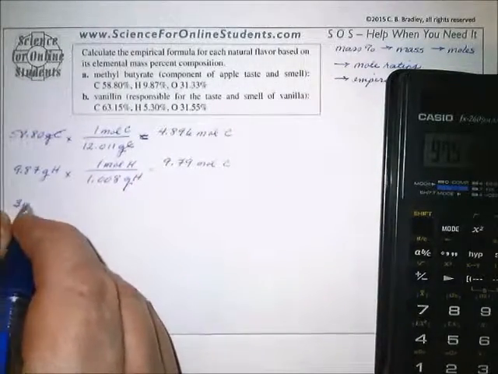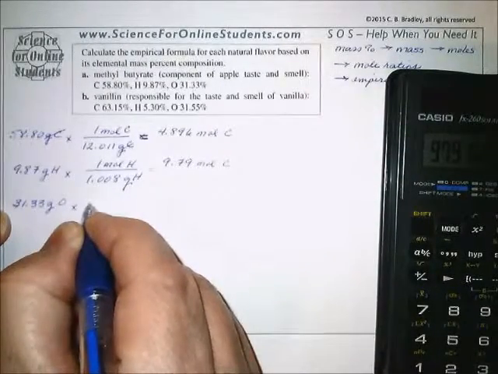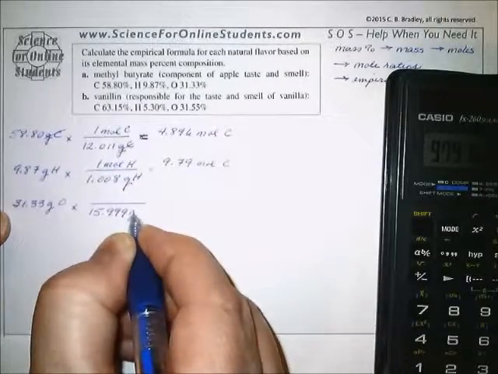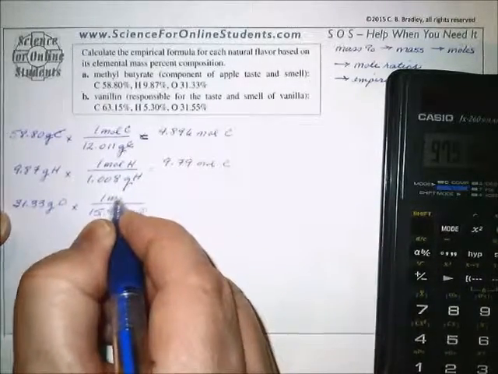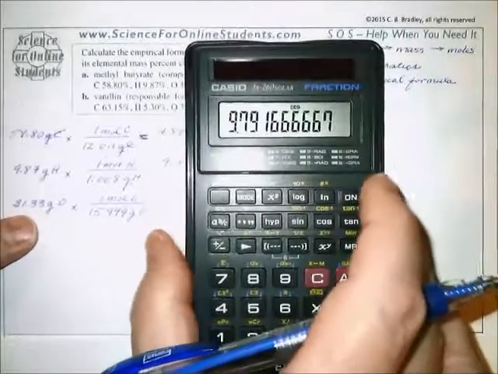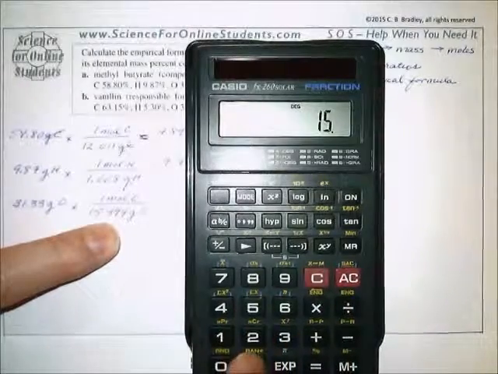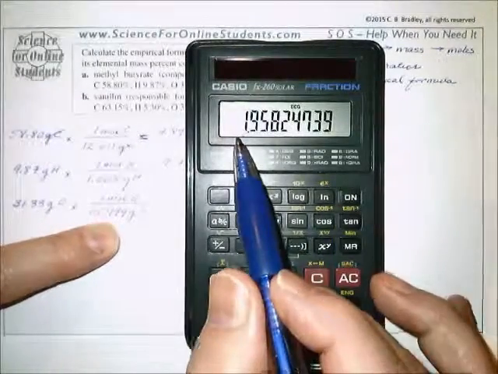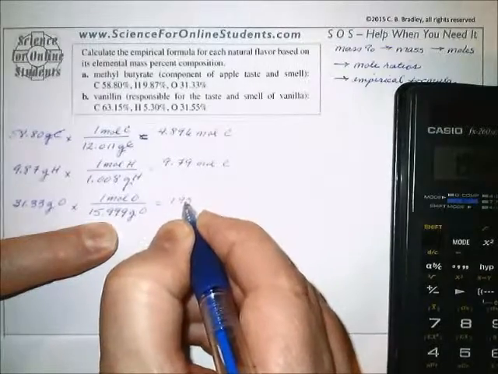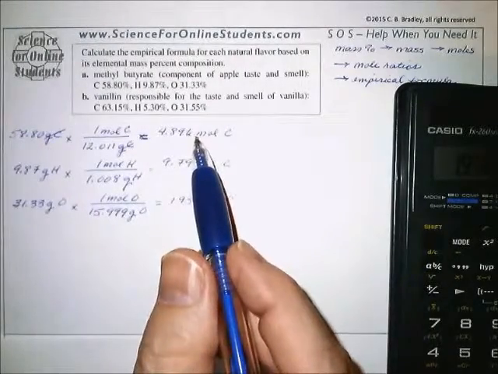And for oxygen, 31.33 grams, and we have 15.999 grams of oxygen is 1 mole of oxygen atoms. 31.33 divided by 15.999 equals 1.958 moles of oxygen. Now that gives us the number of moles.